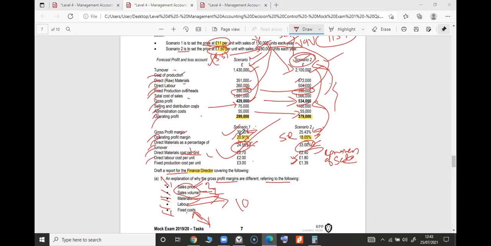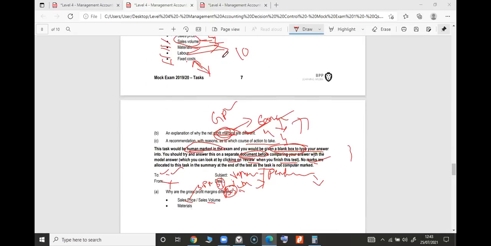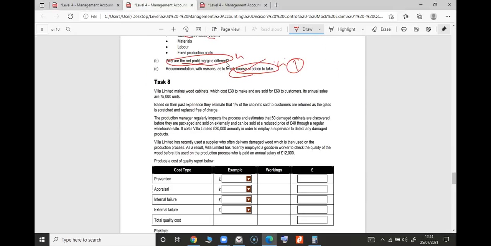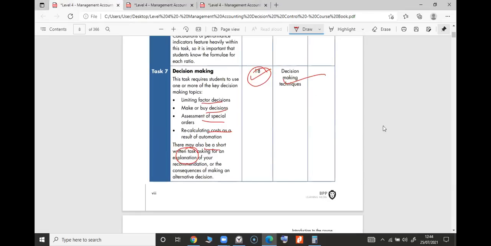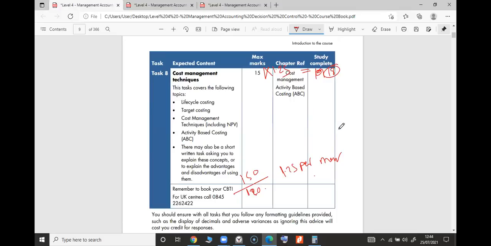Well, we have a few more minutes left. And with that note, we have finished our question number 7. We are moving to task number 8. Task number 8 is about the same cost management, activity-based costing. It could be NPV, it could be life cycle, target costing, advantages and disadvantages.